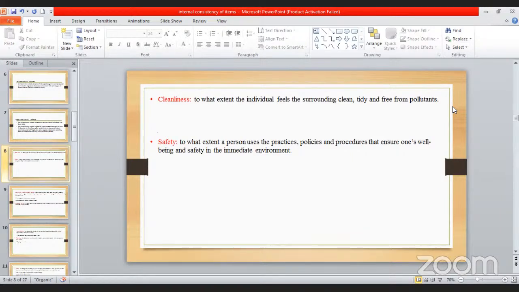Safety means to what extent the person uses practices or policies to ensure one's own well-being and safety in an immediate environment. That means with respect to one's own well-being and safety. Next.